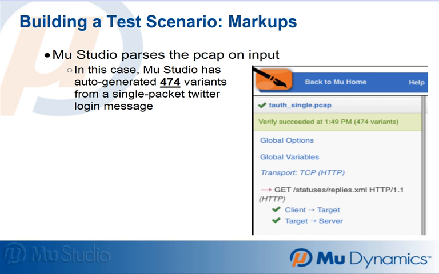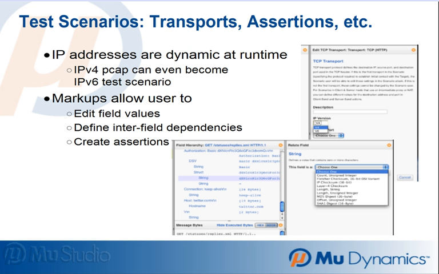In this case, even without markups, MuStudio has auto-generated 474 variants on the single packet that was in the PCAP we imported. So we got 10,899 test cases from a single packet. MuStudio allows a user to choose different transport choices for the test scenario compared to the original PCAP, while preserving the sequencing and the session content.